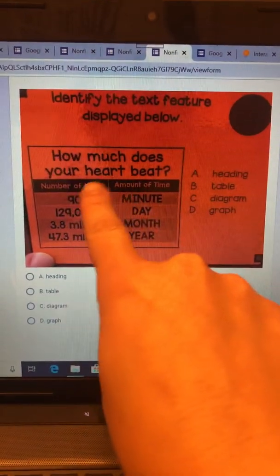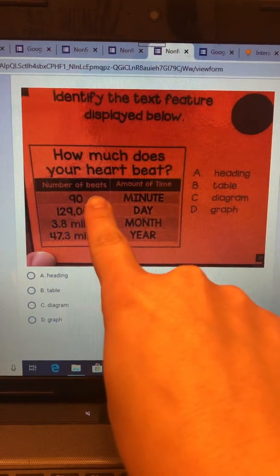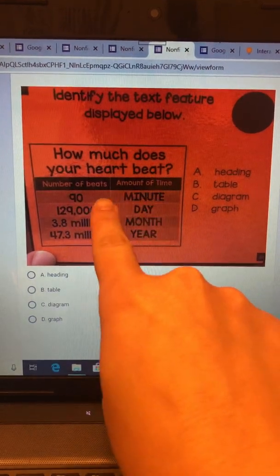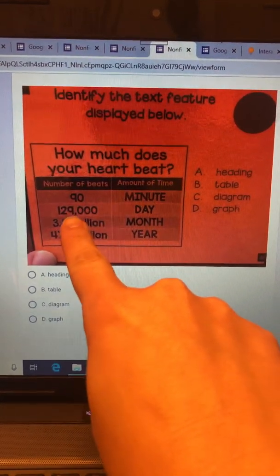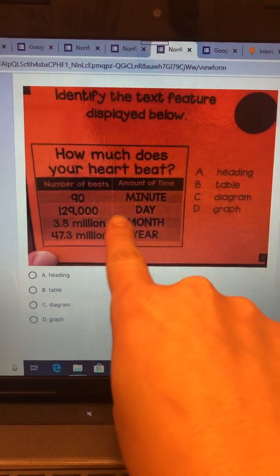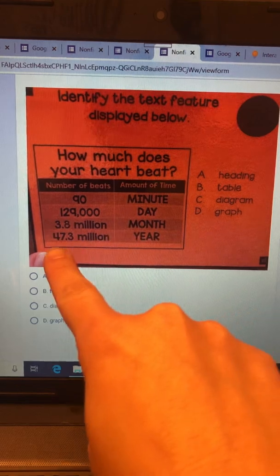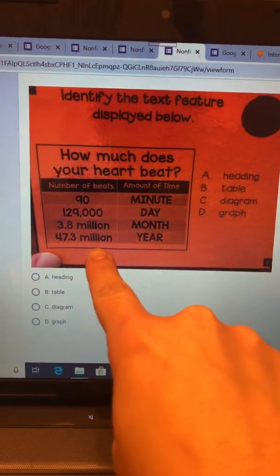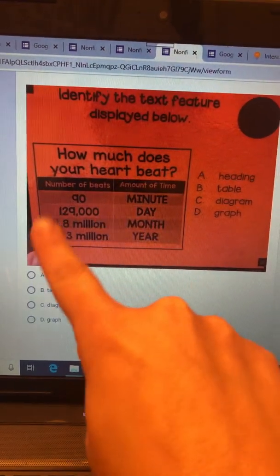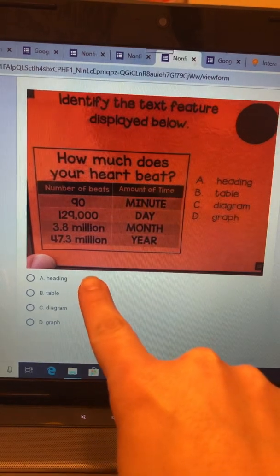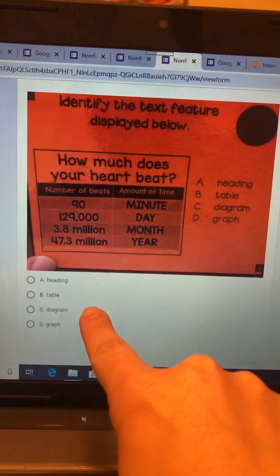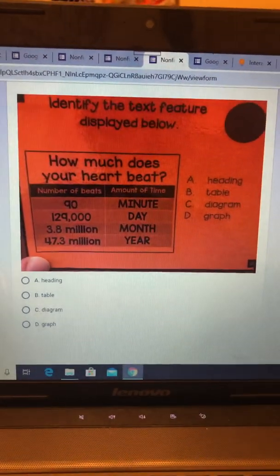It says, how much does your heart beat? This is the number of beats and the amount of time. 90 times per minute, 129,000 times a day, 3.8 million times a month, or 47.3 million times a year. So what is this an example of? Is this a heading, a table, a diagram, or a graph?